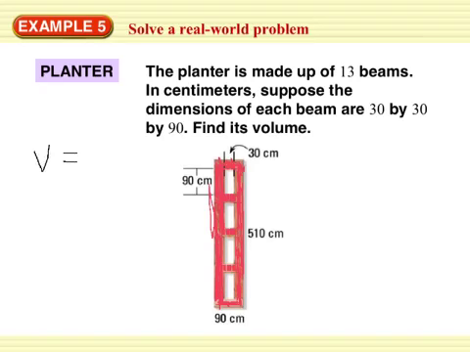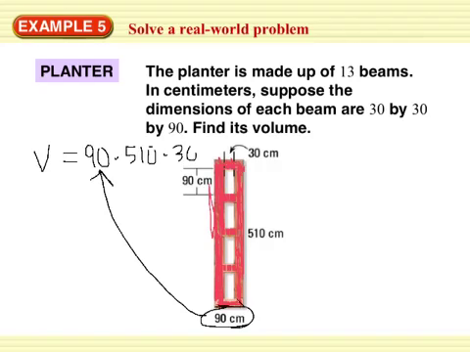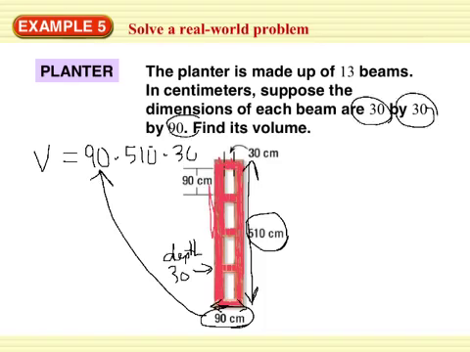The volume of the whole thing would be 90 times 510 times 30. This first 90 is right here, so that's this dimension times this dimension. And then the depth, which you can't read here, the depth is also 30. It says 30 by 30 by 90. Okay, so 90 times 510 times 30 is a big number.